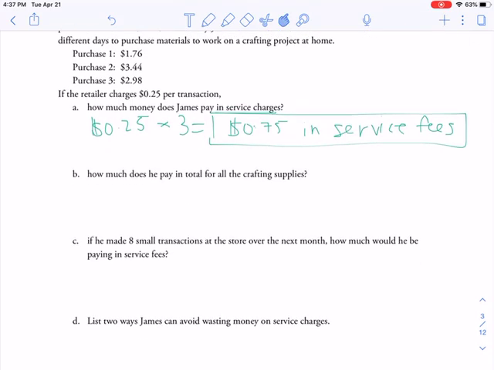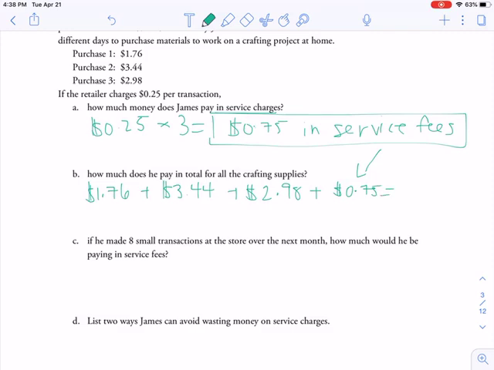Next example. How much does he pay in total for all the crafting supplies? So in total is what we're looking for this time. This time we're going to take into account the amount that he spent on each purchase, right? So we're looking at the first purchase, which is $1.76, plus the second purchase of $3.44, plus the third purchase of $2.98. And of course, we can't forget those service fees, right? So we're going to add that 75 cents in there to get our total.